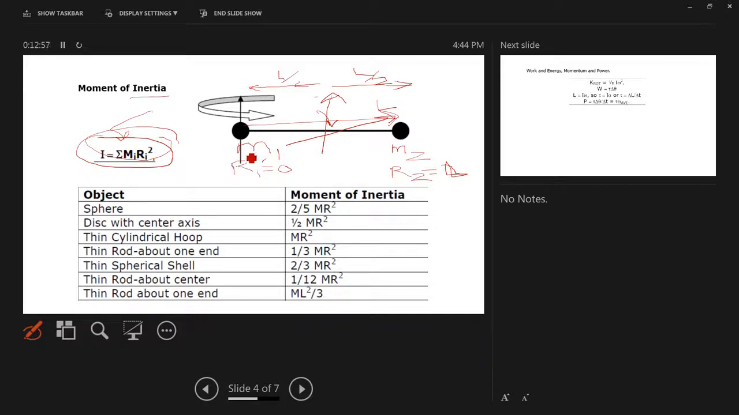Now, most objects are not point objects, are they? Real objects have extension and are made up of billions and trillions of atoms. So we have to treat a real object as a continuum. And when we do that, this particular relationship becomes an integral, where that capital sigma there stands for sum, doesn't it? It becomes an integral in calculus of r squared delta m.